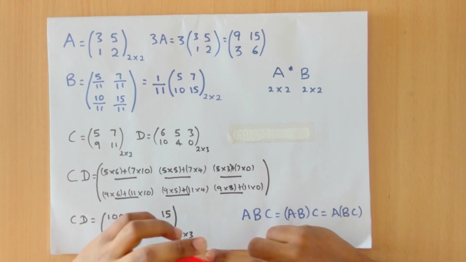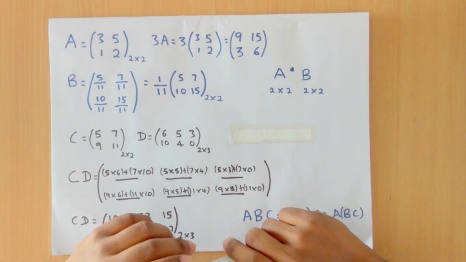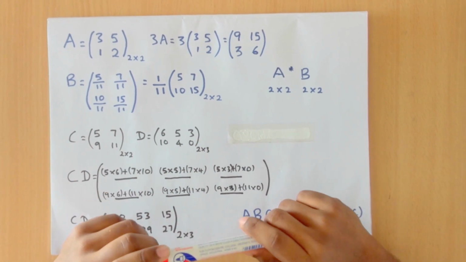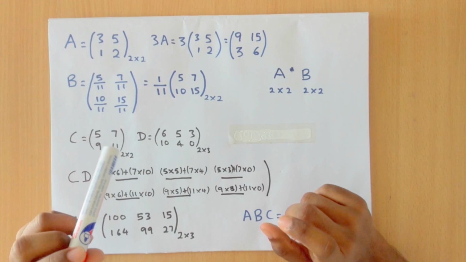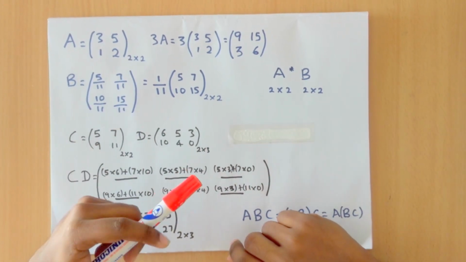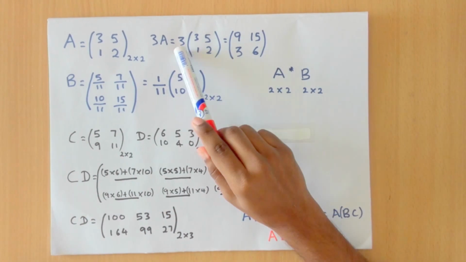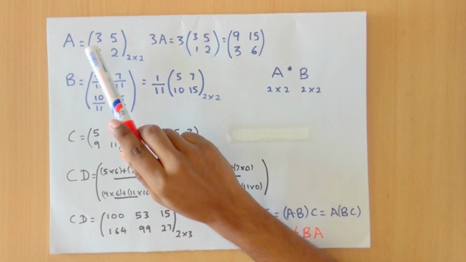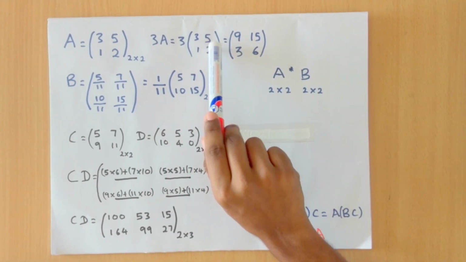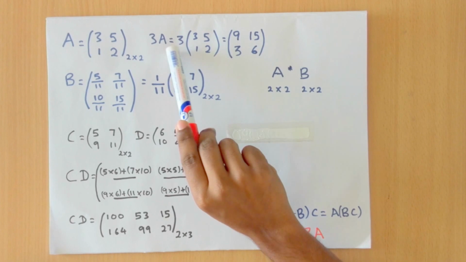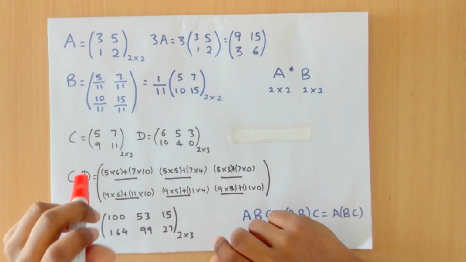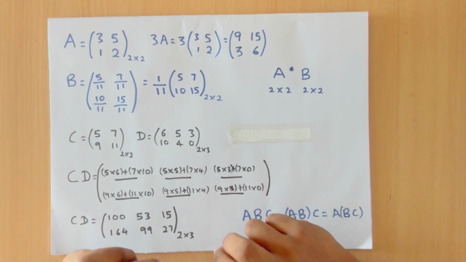Today we will be learning to multiply a matrix of order 2 by 2. Before moving on to the multiplication of a 2 by 2 matrix, let us see how to multiply a matrix with a scalar. Let's take A. So if you are asked for 3A, you simply multiply 3 into every single element of A. So that would be 3 into 3 is 9, 3 into 5 is 15, 3 into 1 is 3, 3 into 2 is 6.